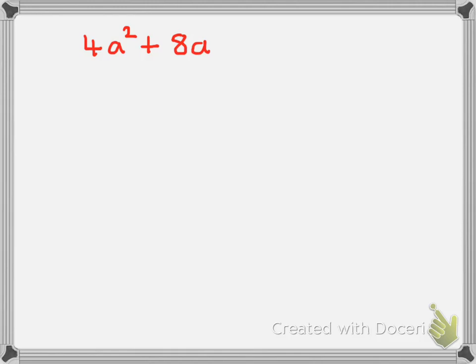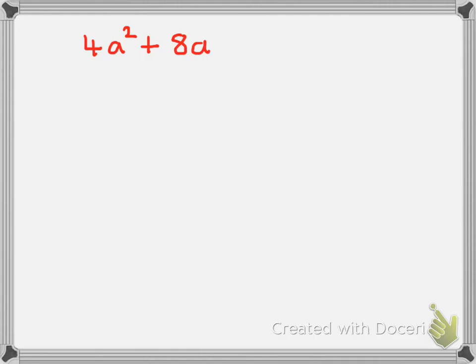Let's do another example. 4a squared plus 8a. Again, this is a binomial. You can see that it has two terms, and it's a polynomial because you can see the exponents of the variable are non-negative, and there are no radicals. You're not taking the square root or the cube root of the variable expression in there. So it is a polynomial.